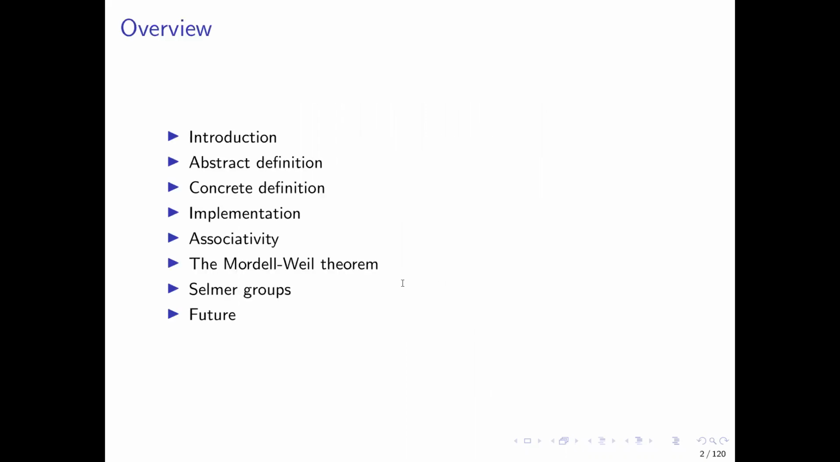So this is an overview. The first part will be a quick definition. Well, it's not really quick, but I'll try to describe what elliptic curves are. I'll give a very abstract definition. If you don't know what that is, that's fine. I'll give a concrete definition. I'll try to describe the implementation and what's wrong with associativity and why it's so hard. Then the second half, I'll try to give an outline of the proof of the Mordell-Weil theorem, which is a fundamental theorem in the theory of elliptic curves over number fields.